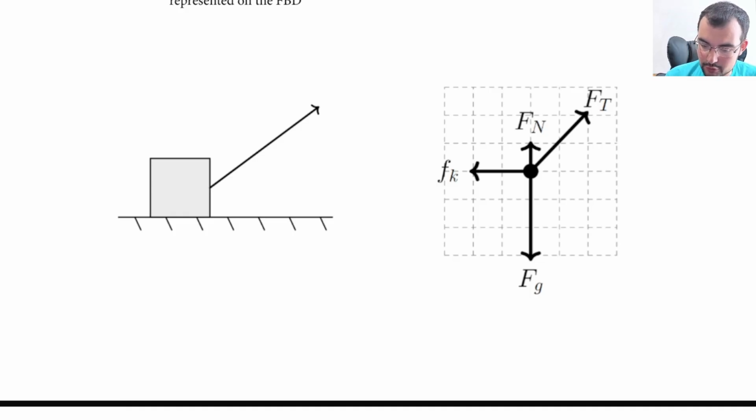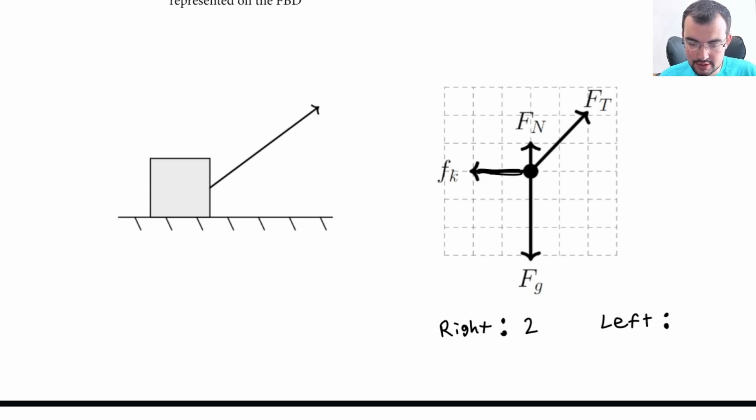And if we count our forces, we can see that the forces right would be 1, 1, 2, right? Because that angled arrow goes over 2. And then the leftward forces would be this right here. And that would also be 2. So it's balanced left and right, because there's 2 units of force in each direction.